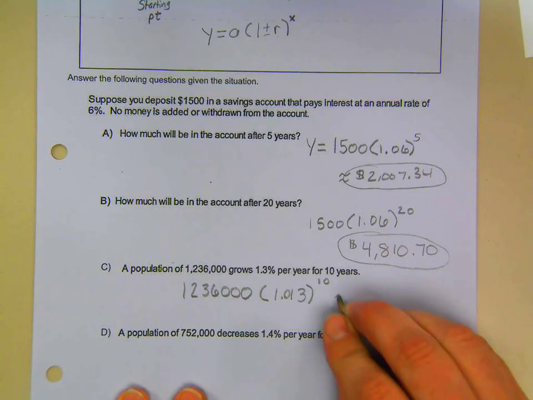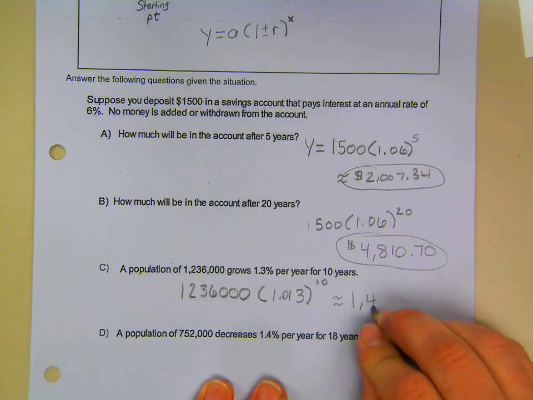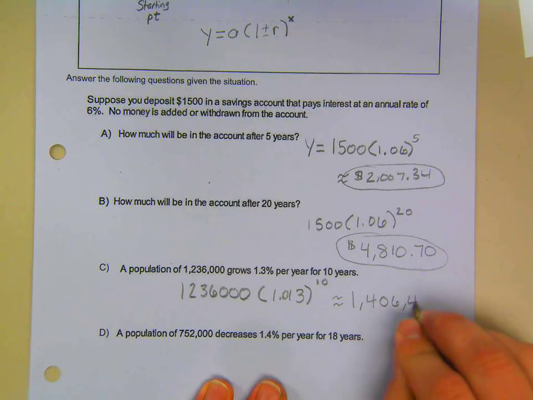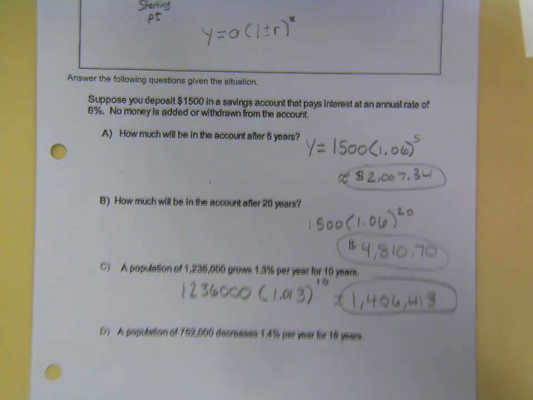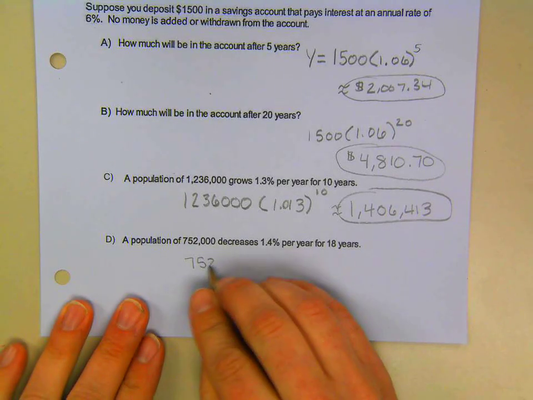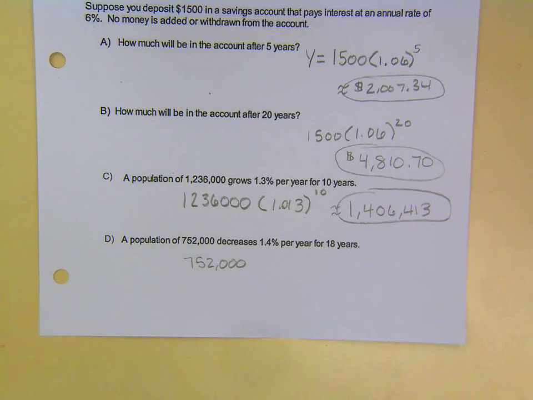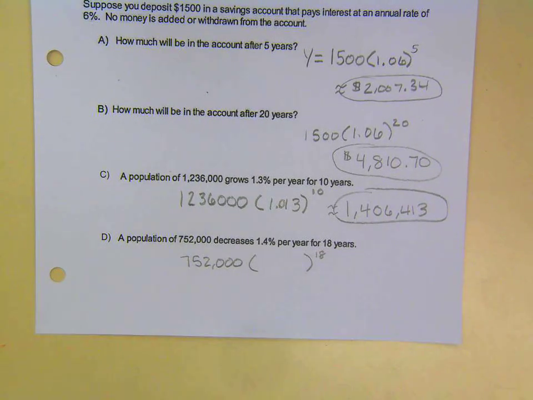Do this and it grows from 1.2 million to about 1,406,413. On this one, we start at 752,000, but the city is decreasing in people. People are leaving. All right, so what is going to go in here if it's decreasing 1.4% per year?